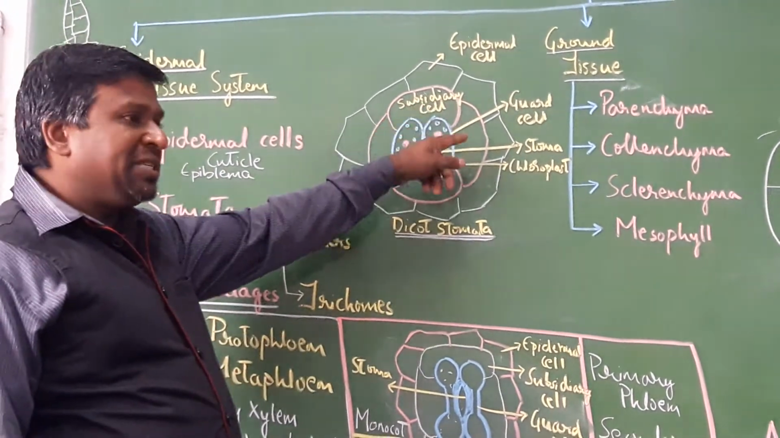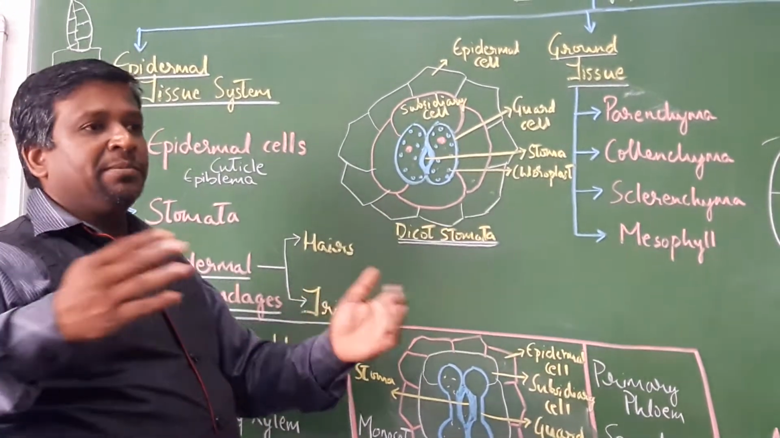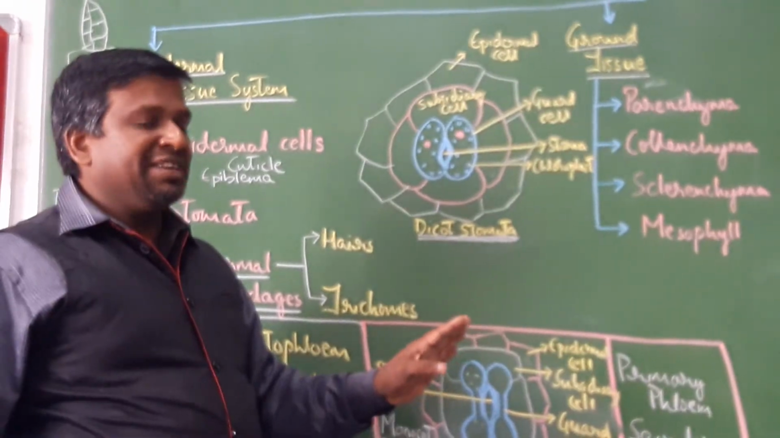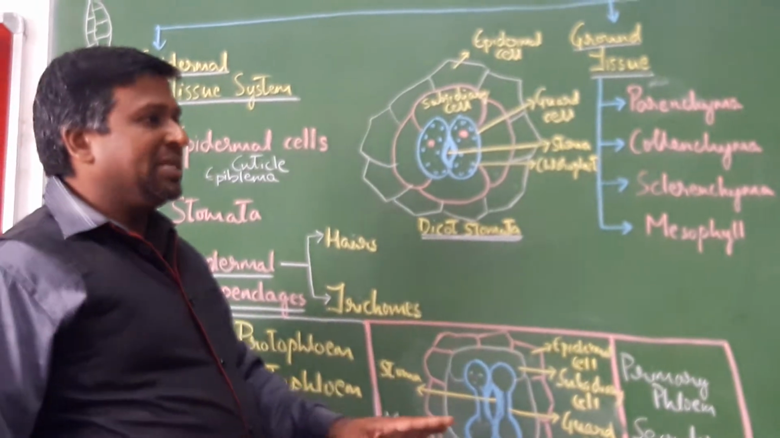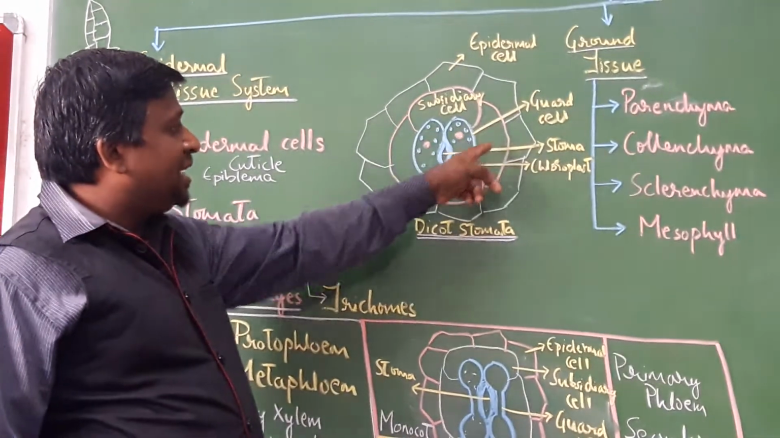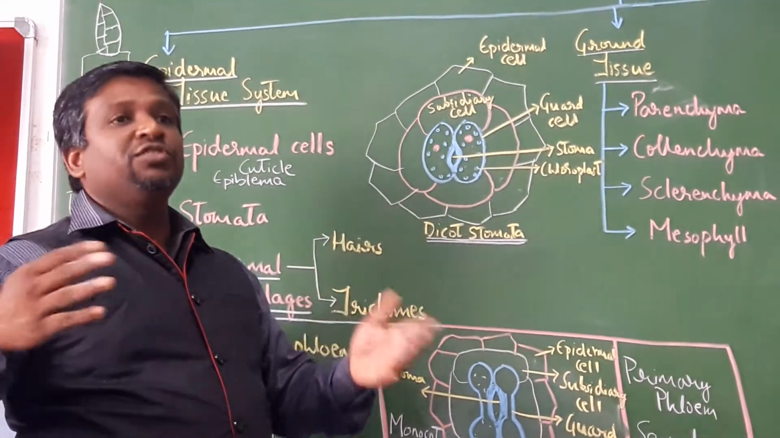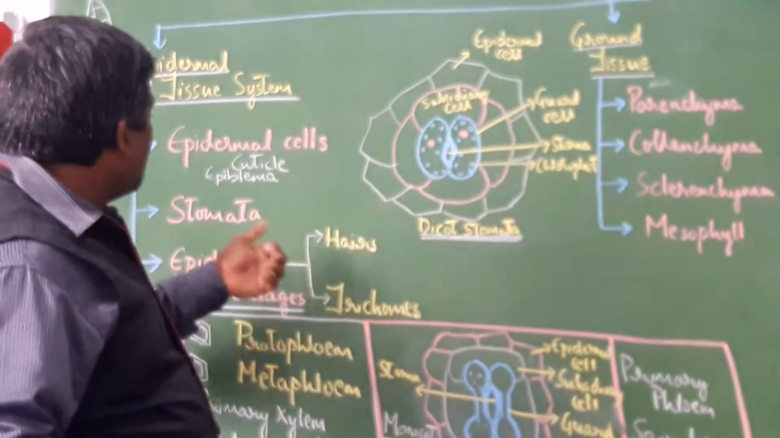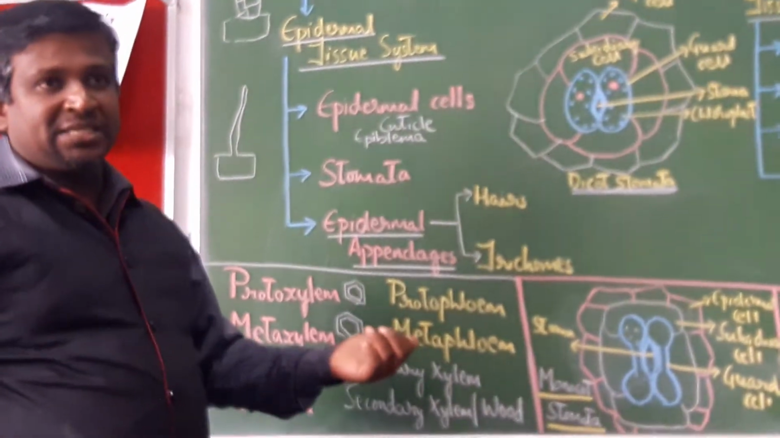Based on the type of subsidiary cell arrangement, there are different types of stomata, which I am not discussing here. That is not there for your PU syllabus. But for NEET, you have to remember that. Based on the type of subsidiary cells, you have types of stomata, which we are not discussing at present. So this is about the stomatal complex.